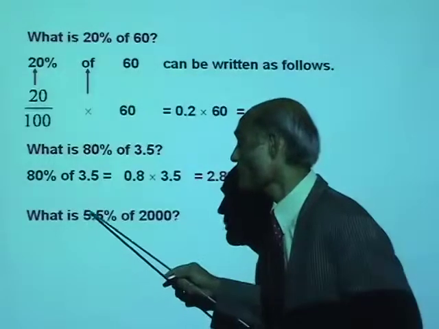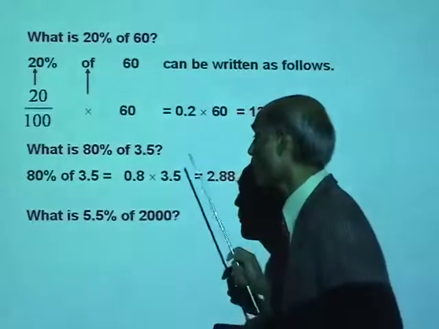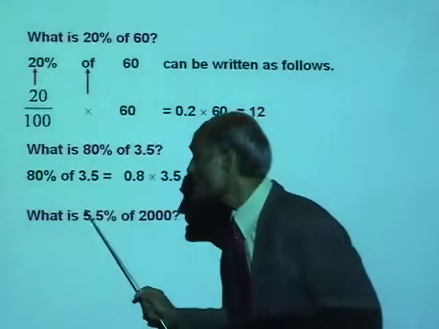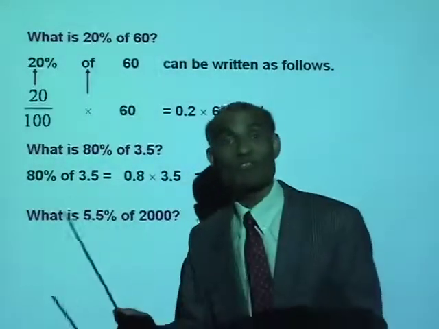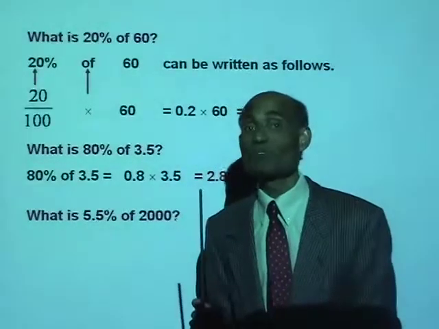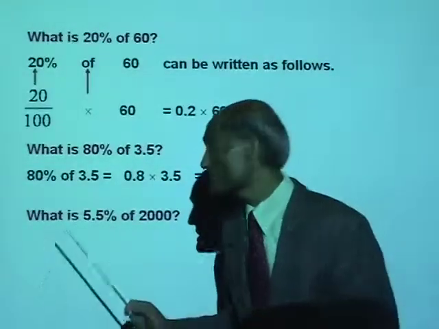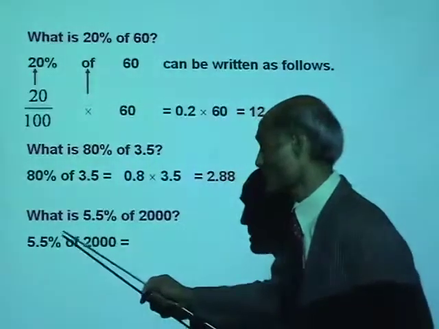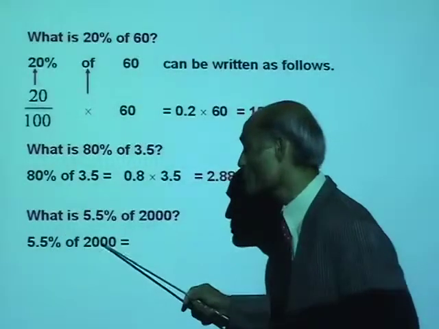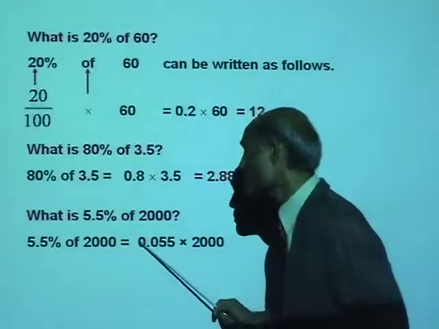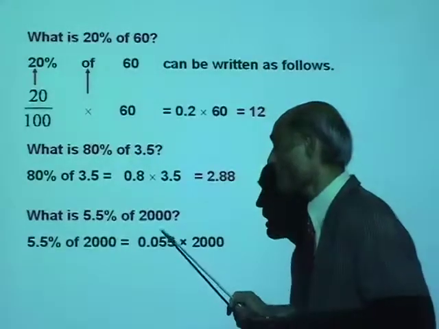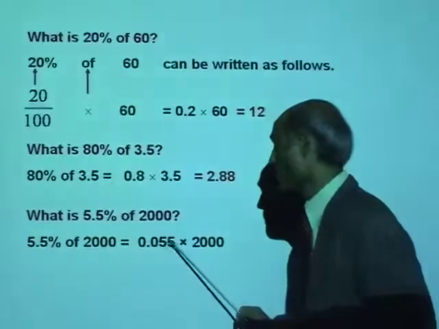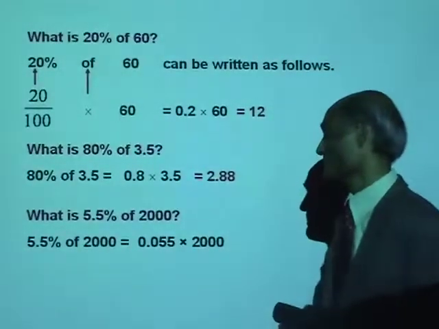What is 5.5% of 2000? Well, what is the decimal form of 5.5%? The decimal form of 5.5% is 0.055. That's right. 5.5% of 2000 is 0.055, the decimal form of 5.5%, multiplied by 2000.